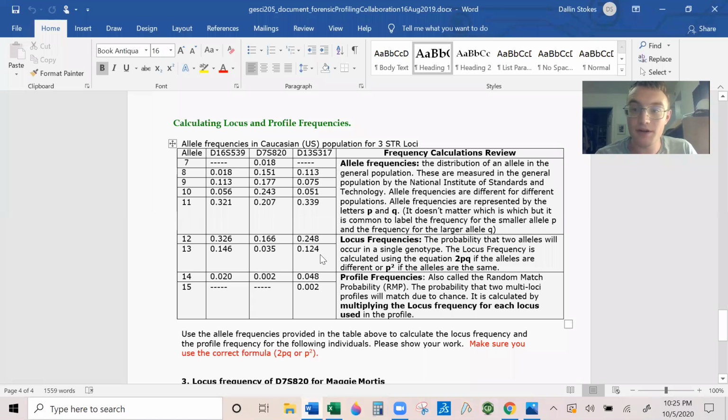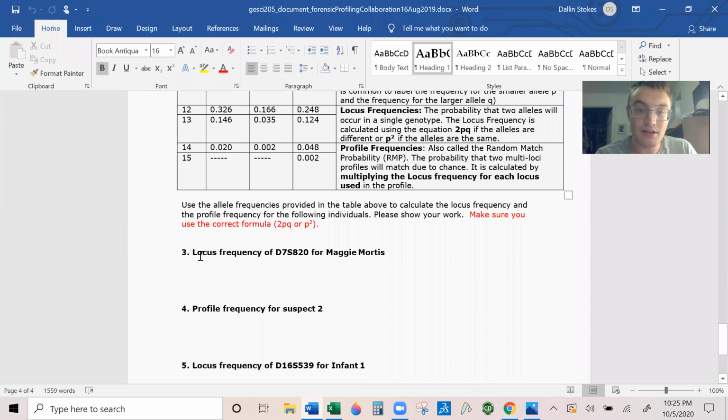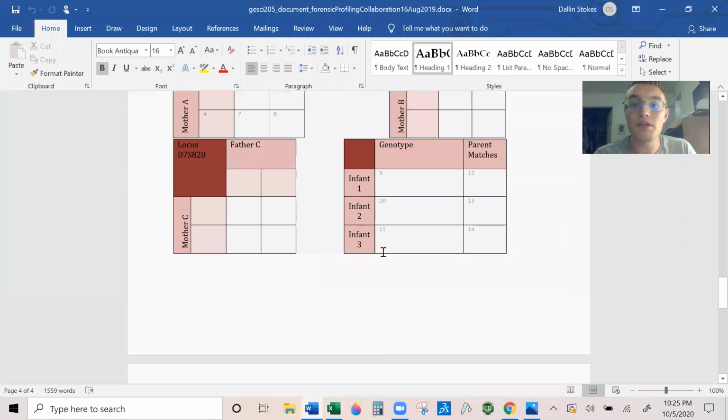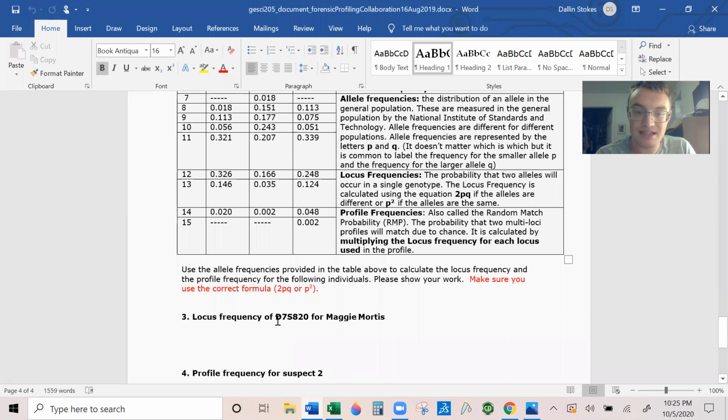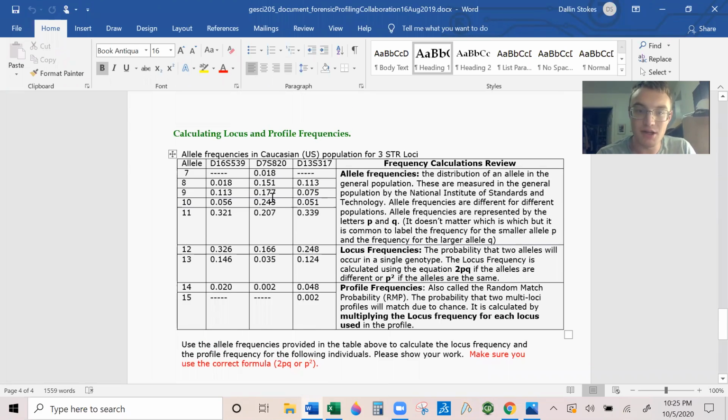So all we're asking you to do on the homework for calculating the locus frequency for D7S820 for Maggie Mortis is this. On one of the earlier questions, you used a gel to figure out Maggie Mortis's allele combo. I can't remember what it is off the top of my head, but you would find her 2 numbers here, and we're looking for the D7S820 locus, so make sure you use the correct column, because one of the big mistakes people make is using the allele frequencies from the wrong column. So make sure you're pulling the allele frequencies from the right column.